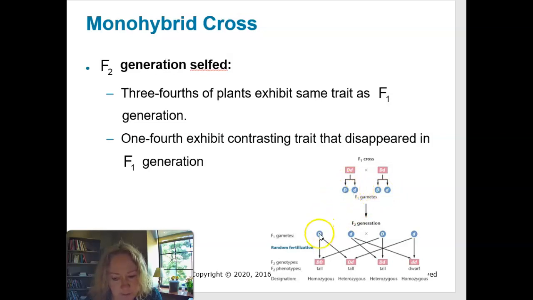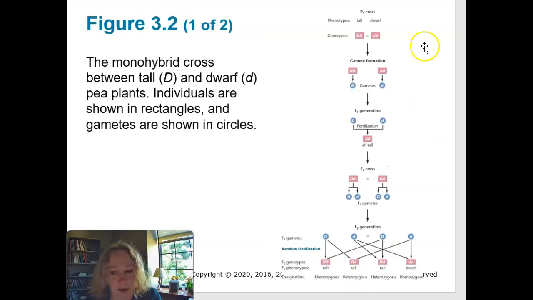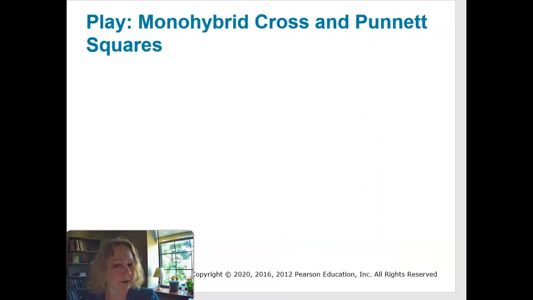This plant could give the big D or the little d. This plant could give the big D or the little d. And we get all these possible options. Could be tall but heterozygous, could be dwarf. Okay, so that's the entire monohybrid cross that Mendel was doing.